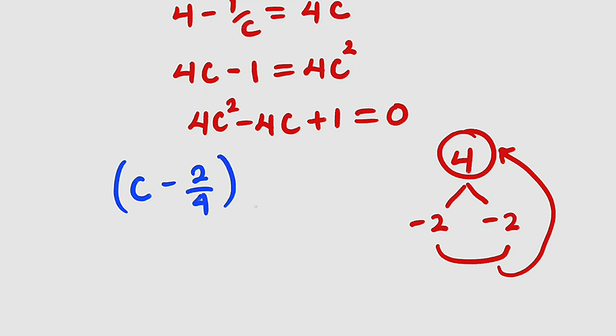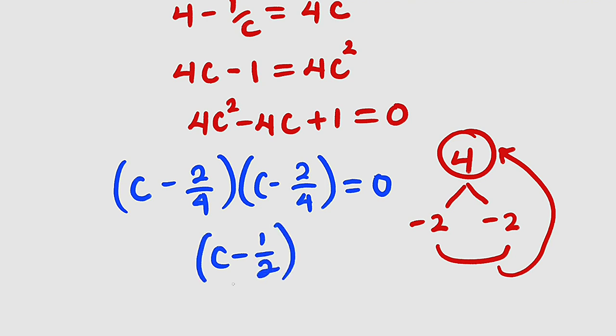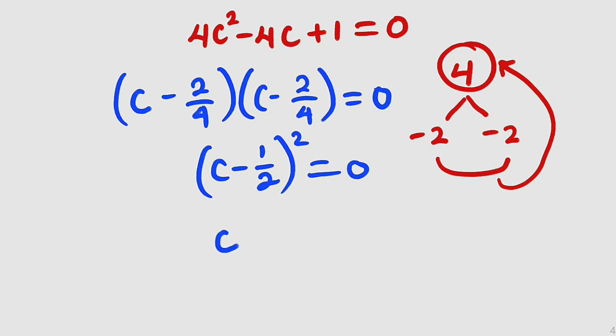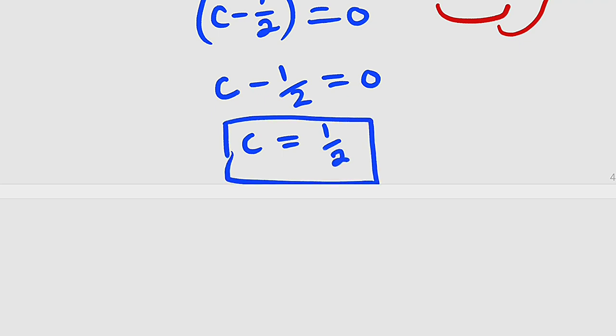You do the same thing here: c minus the other one, divided by the leading coefficient. This is equal to 0. These two factors are exactly the same, so it's the same thing as (c minus 2 divided by 4), which is 1/2, whole squared, equal to 0. By taking the square root of both sides, you have c minus 1/2 equal to 0. Taking -1/2 to the other side, it becomes +1/2. So this is the value of c.